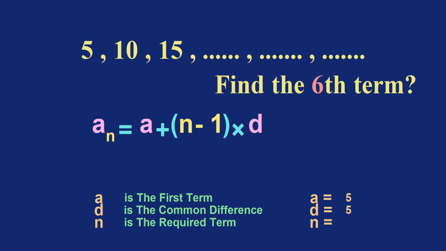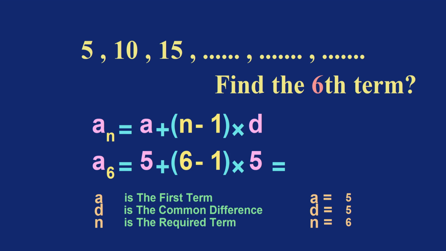We substitute the values of a, d, and n into the formula, and we get that a6 equals 5 plus 6 minus 1 times 5, which equals 5 plus 5 times 5, which equals 30. And this was the solution by using the formula method.